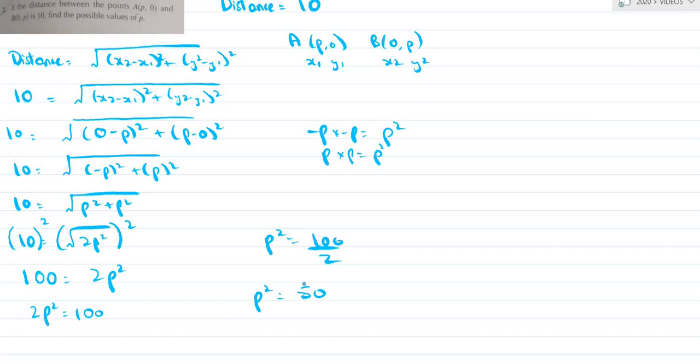Now we need to find out the value of p. And this is p square. So in order to find the value of p, you would apply under root over here and under root over here as well. Therefore p is equal to plus minus under root 50, and the value would be p is equal to plus minus 7.07.